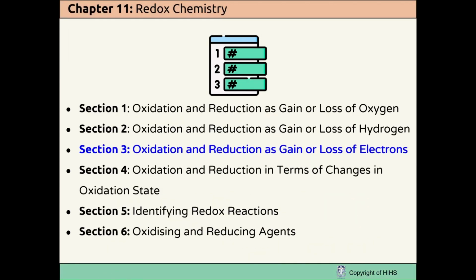Okay, so now we've already covered two ways in which you can deduce which is an oxidation reaction and which is a reduction reaction. A gain of oxygen is an oxidation reaction. Loss of oxygen is a reduction reaction. For hydrogen, it's the opposite. If you gain hydrogen, it will be a reduction reaction. If you lose hydrogen, it will be an oxidation reaction.